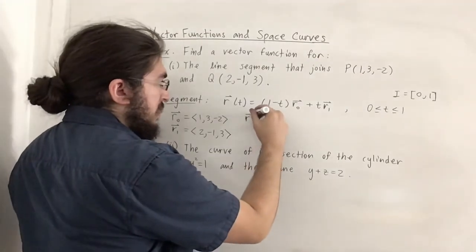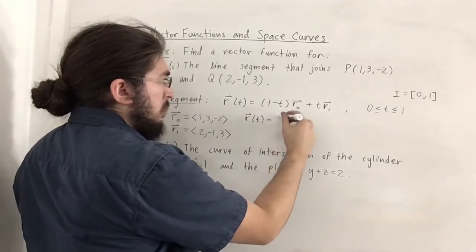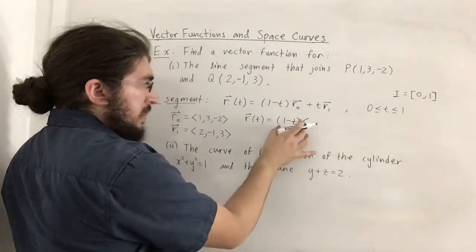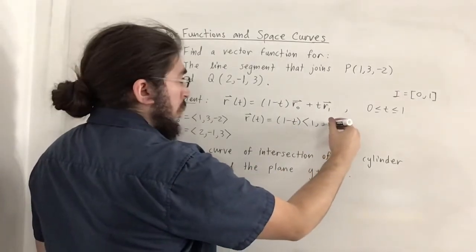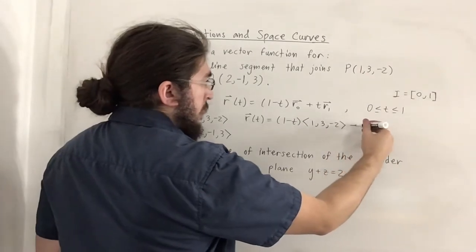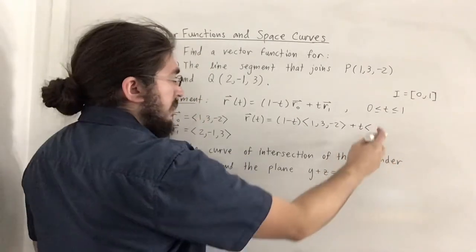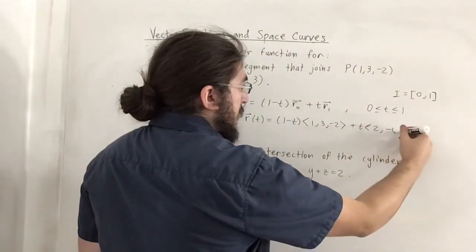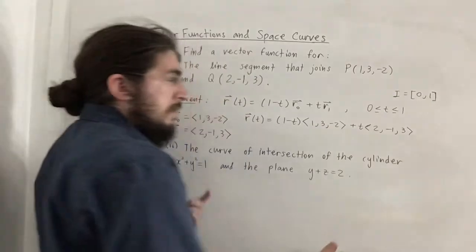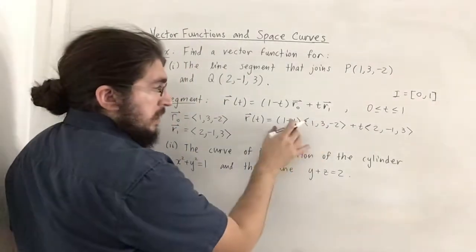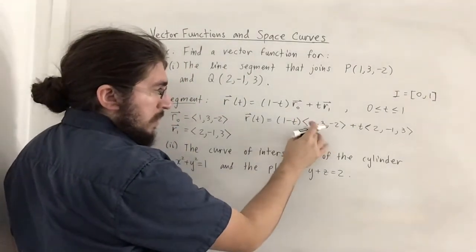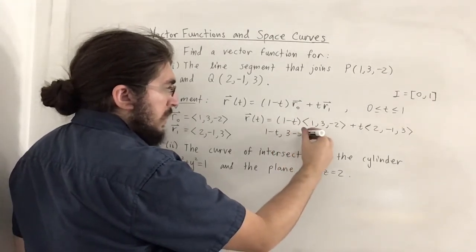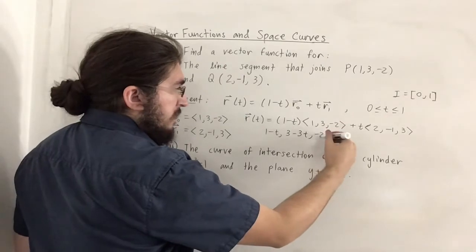So we're going to get r of t is equal to (1 minus t) multiplied by the vector (1, 3, negative 2), plus t multiplied by the vector r1, which is (2, negative 1, 3). So all we have to do is scale in a few things, combine, and that's it. So if we scale 1 minus t into this, that 1 distributed will just be 1 minus t for our first term. 3 distributed is 3 minus 3t. Negative 2 distributed is negative 2 plus 2t.